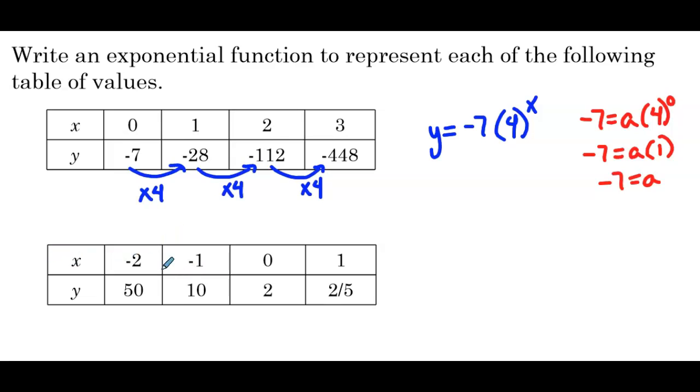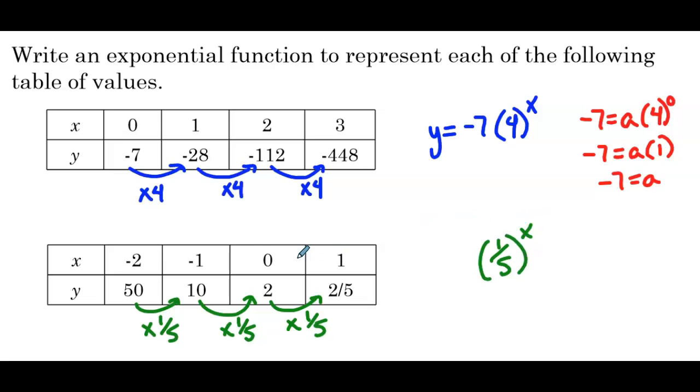Our next table, from 50 to 10, so that's times 1/5. From 10 to 2, that's times 1/5. From 2 to 2/5, that's times 1/5. So our base is 1/5. So we have 1/5 to the x. When x is 0, y is 2. So if we showed our work, we'd find that the coefficient is 2. So we have y equals 2 times 1/5 to the x.